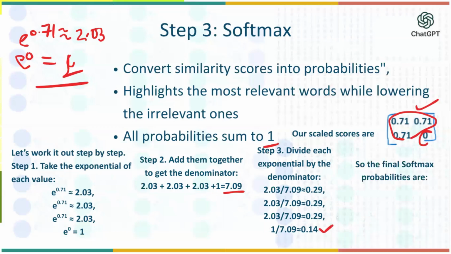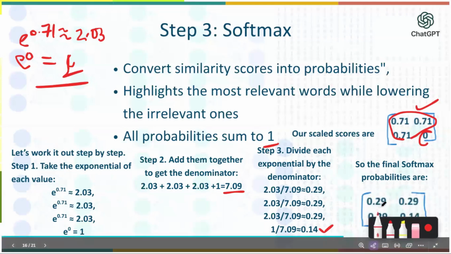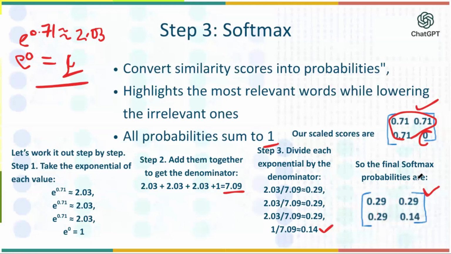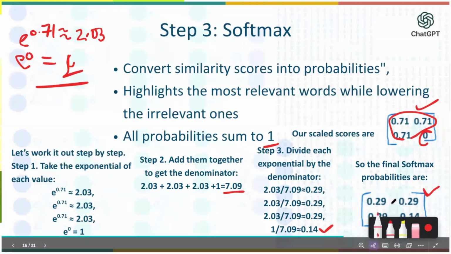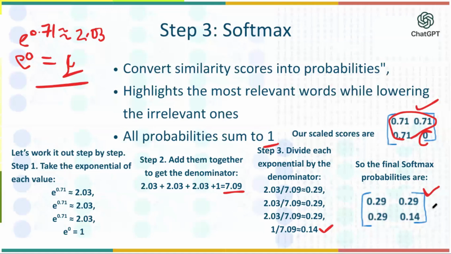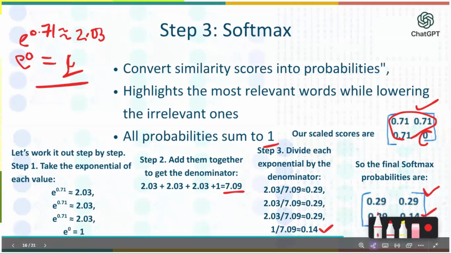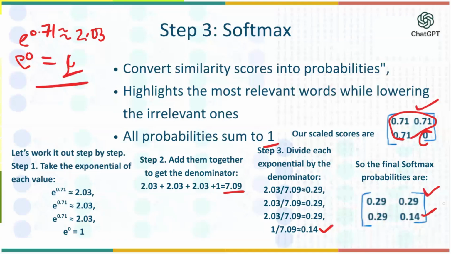All right, so the final softmax probabilities are 0.29, 0.29, 0.29, and 0.14. So this is our final softmax probabilities. This means the model distributes most of its attention equally across the first three words, while still giving a smaller weight to the last one, that is 0.14. These numbers are what guide the attention mechanism in deciding where to focus.